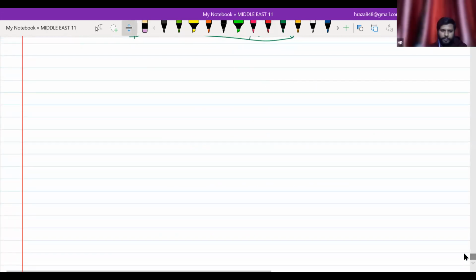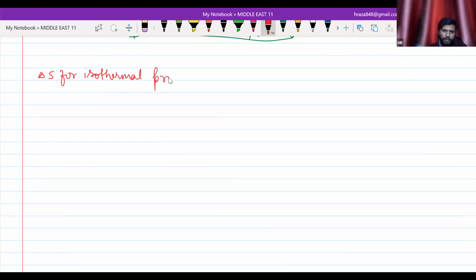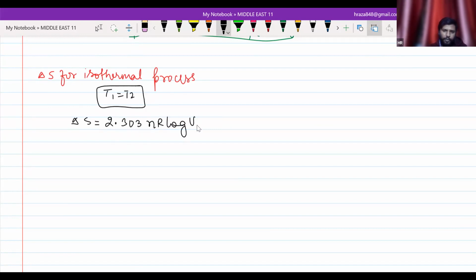So, I'm going to write the formula of delta S for every process. Delta S for isothermal process. An isothermal process basically means that T1 equals T2, and log 1 will be 0. So we have a formula: delta S for isothermal is equal to 2.303 nR log V2 upon V1.